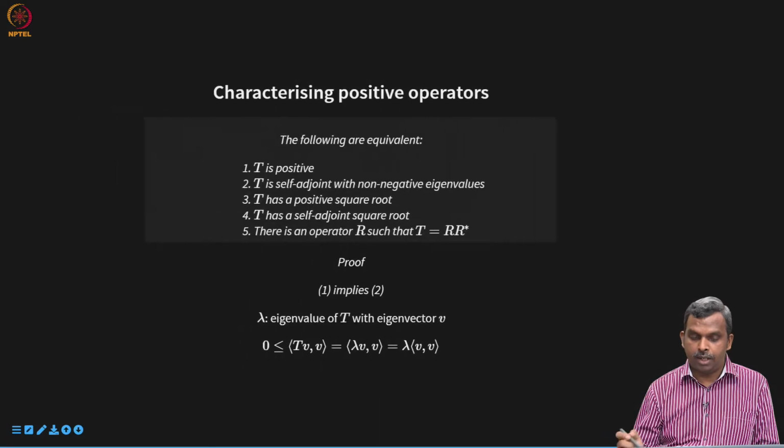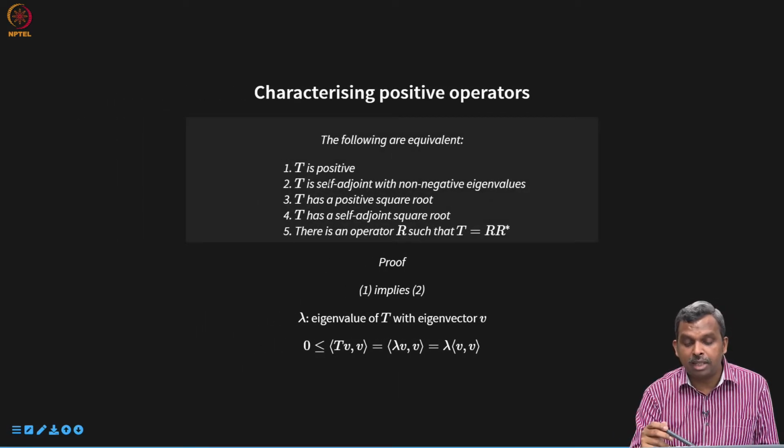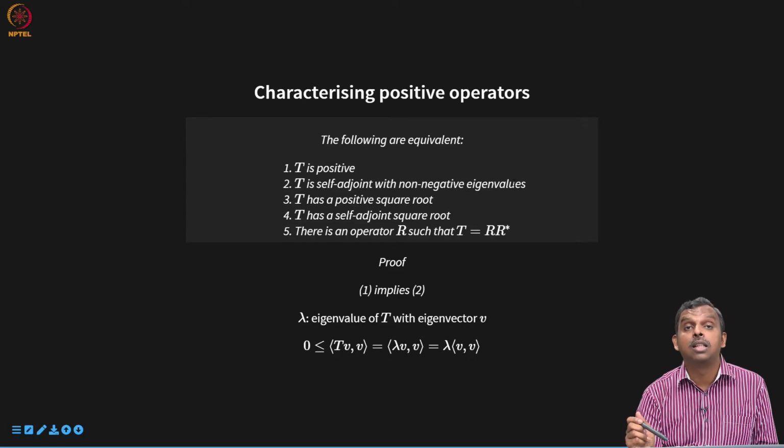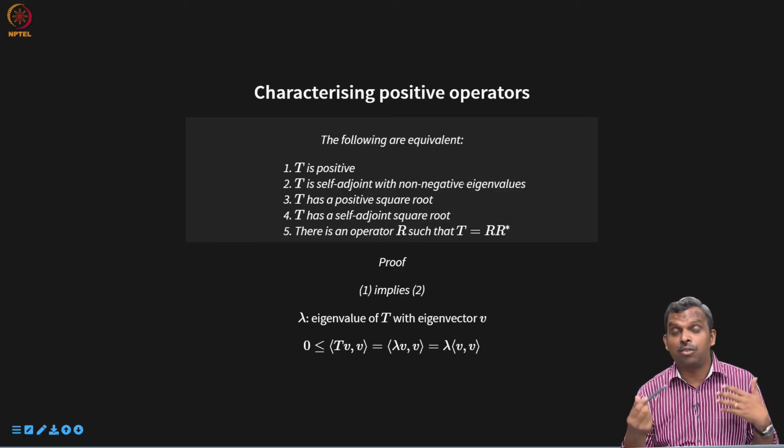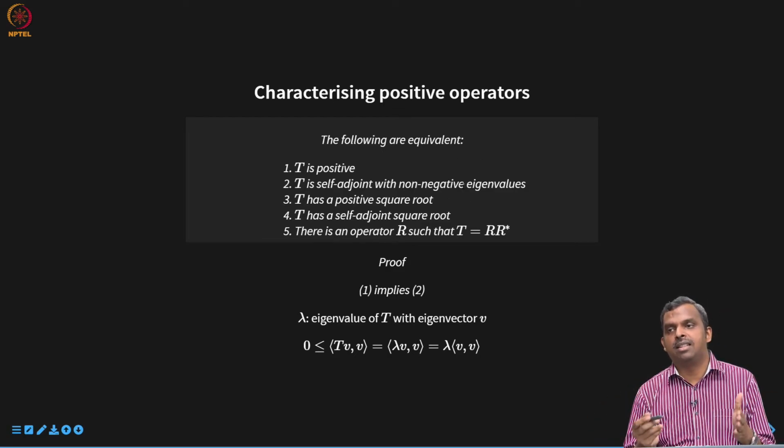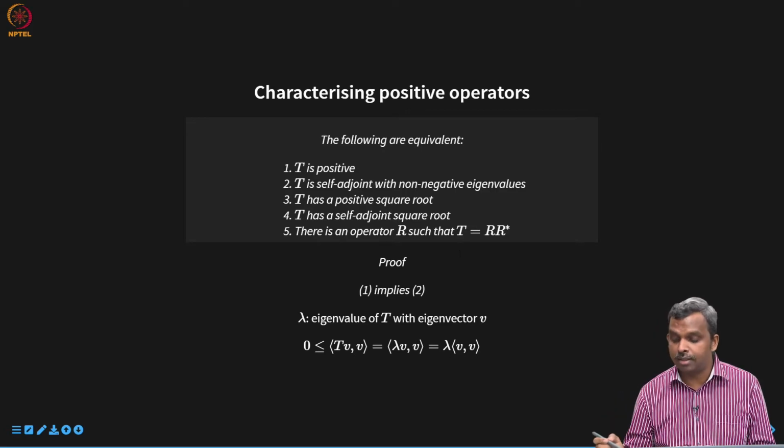What is 2? Once you have a self-adjoint operator with non-negative eigenvalues, it implies that T has a positive square root, T has a self-adjoint square root, and there is an operator R such that T equals R star R. All these three are implied by T being self-adjoint with non-negative eigenvalues. It comes from the spectral theorem. So you see the power of the spectral theorem here. Once you have self-adjoint with certain types of eigenvalues, I can fully characterize what T is. Once you characterize T, you see square roots, etcetera. All of these are true.